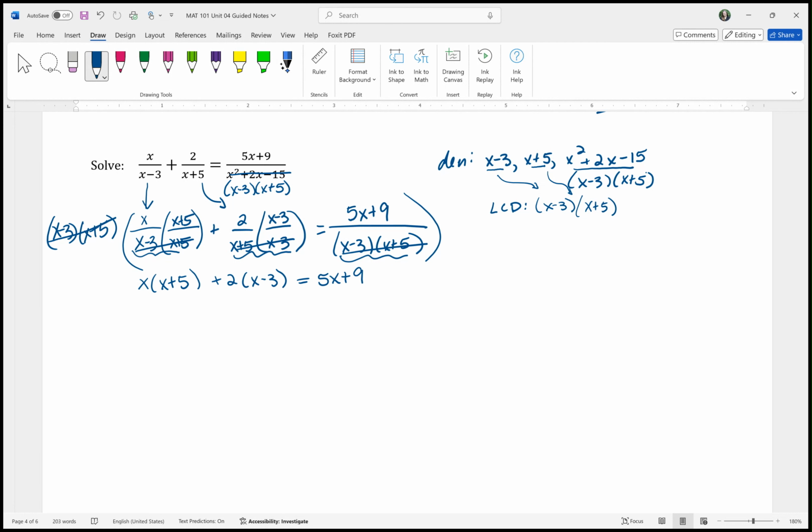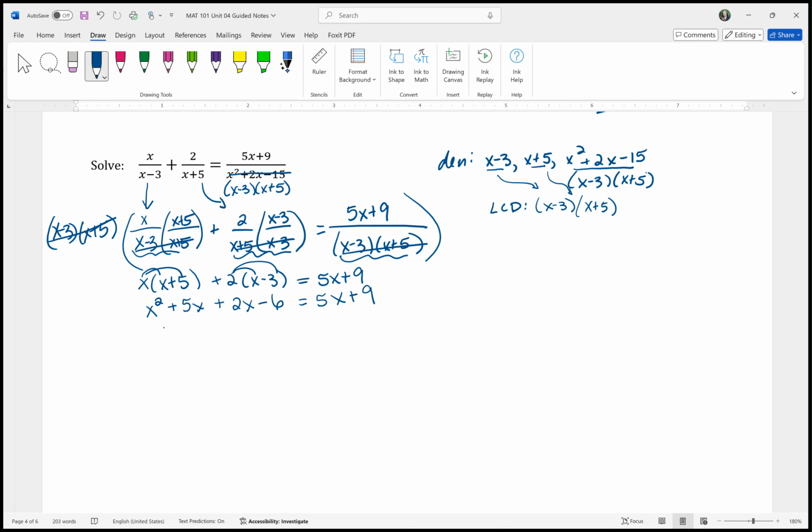And now we can simplify, or distribute. This would be x squared plus 5x plus 2x minus 6 equals 5x plus 9. Okay, now that you've distributed, that's where you're going to figure out what you do next. After you distribute, look and see what type of problem it is. We have x squared, so that's a quadratic. That means I need to set this equal to 0 and solve, but obviously I've got a little work to do before then. So let's do that.